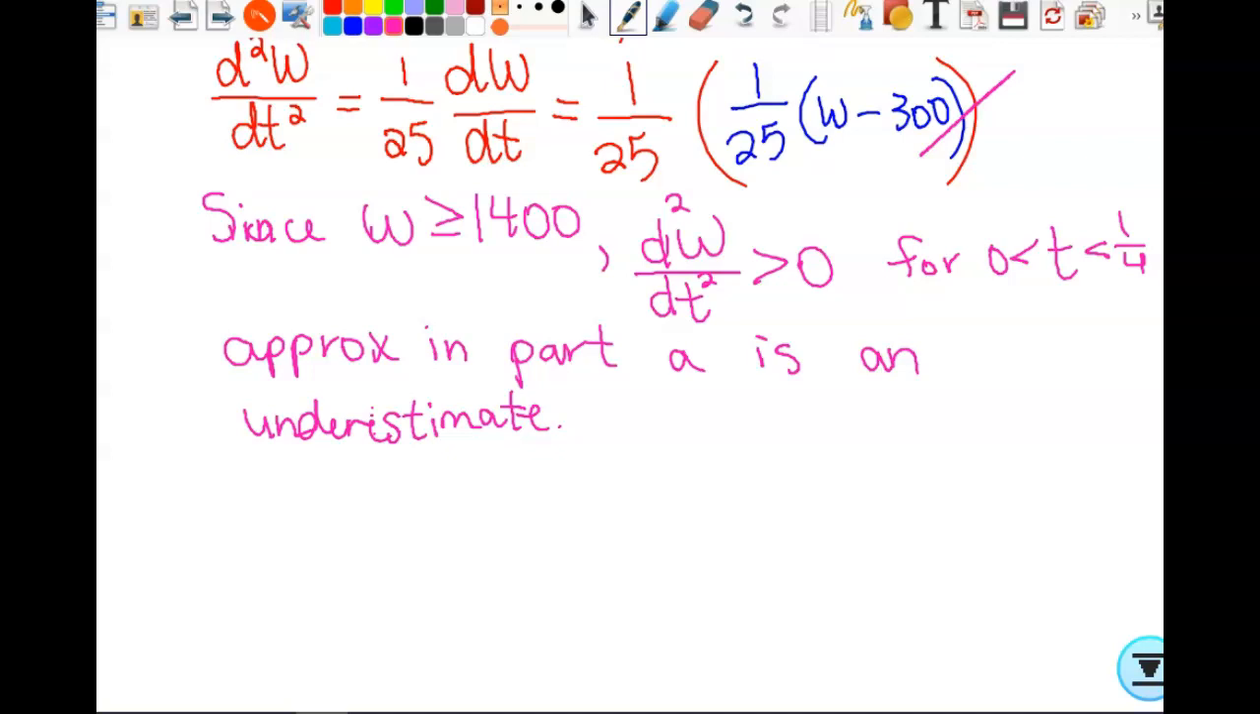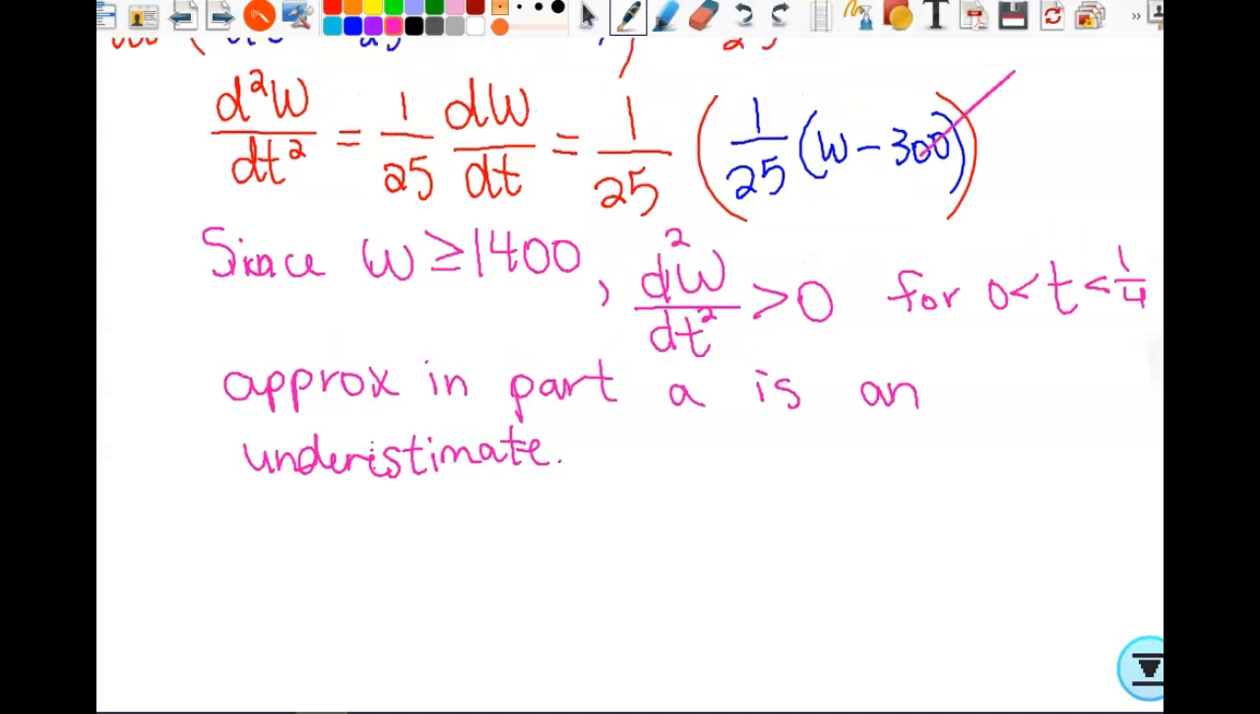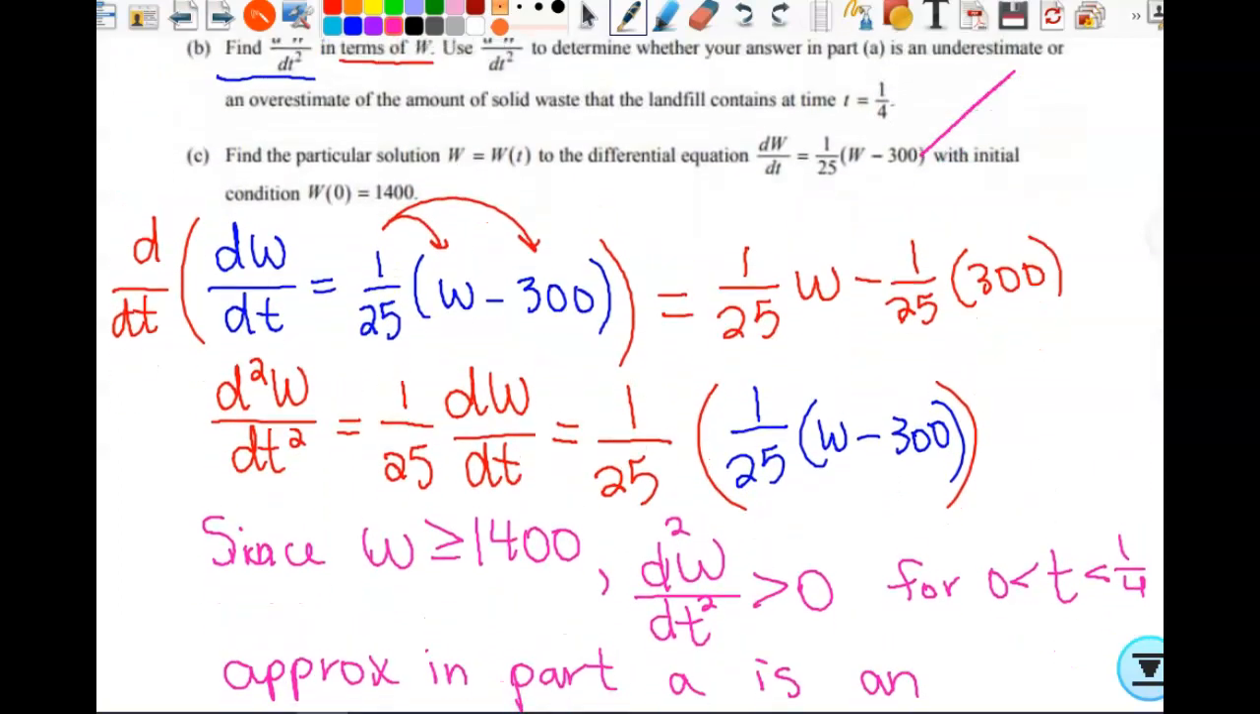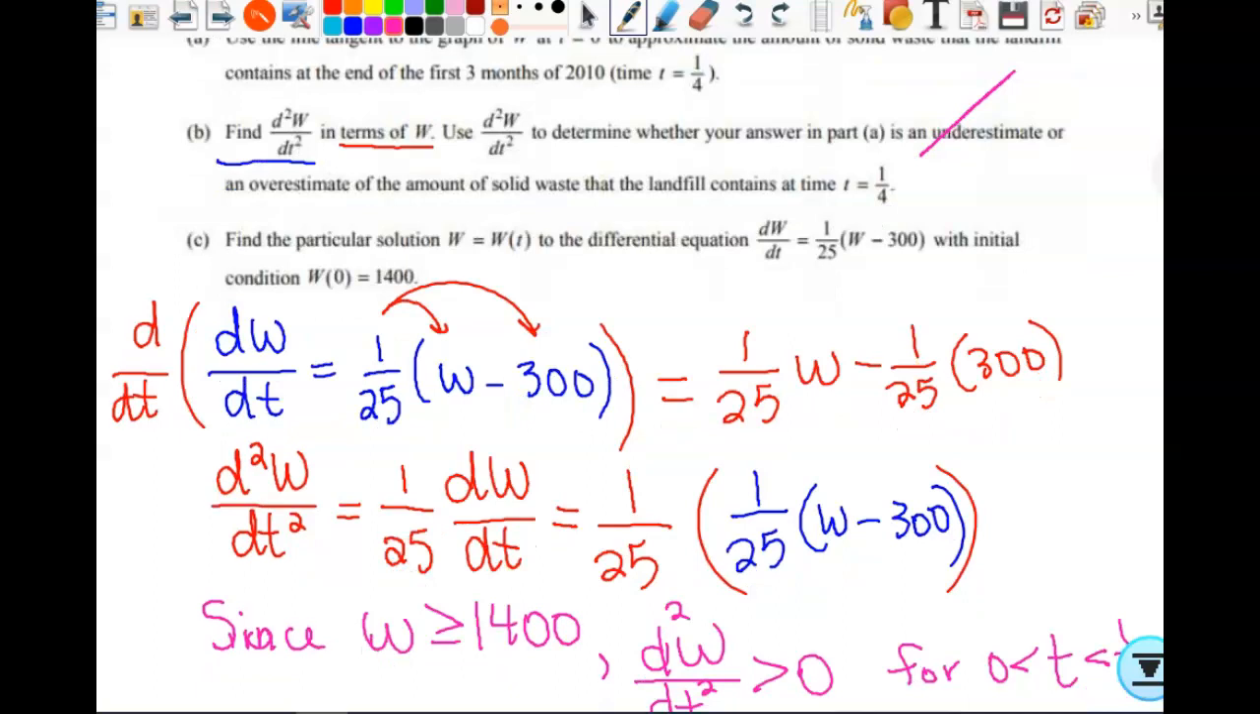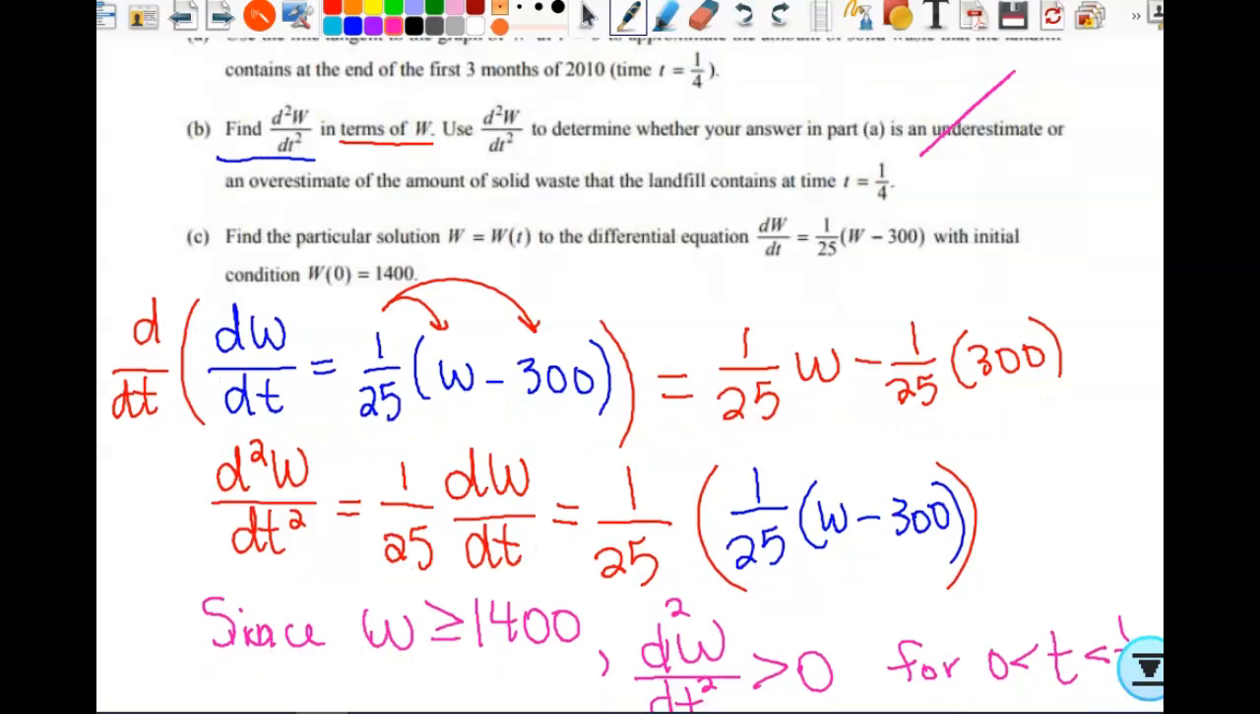All right, ready for part C? Ask me a question. Okay. All right, so here we go, part C. What does it say? Find the particular solution.